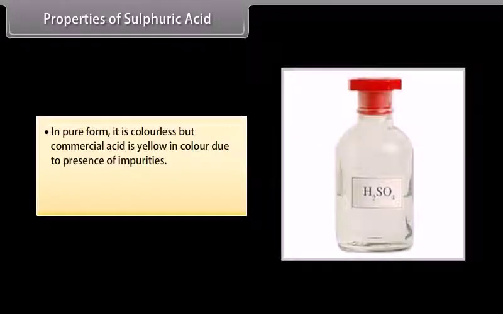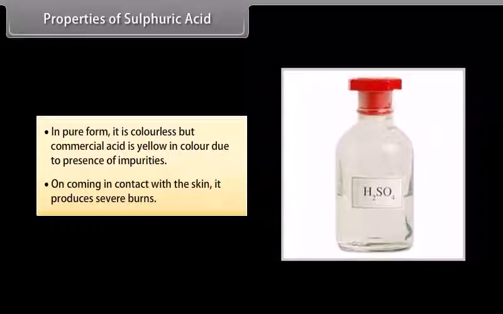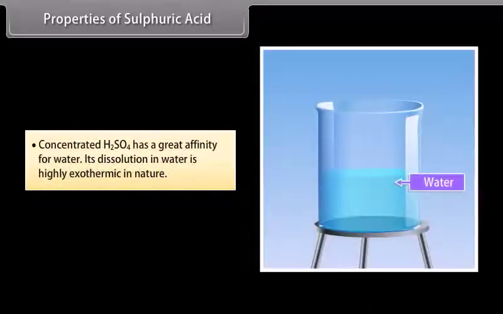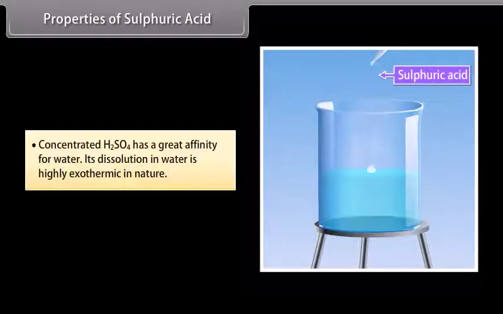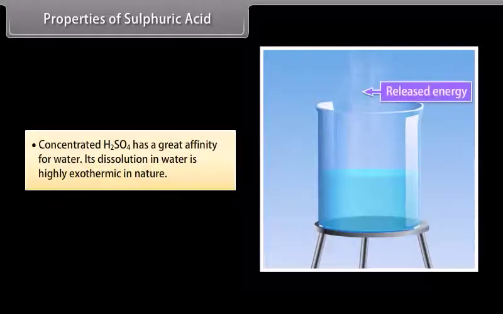Properties of sulfuric acid. In pure form, it is colorless, but commercial acid is yellow in color due to the presence of impurities. On coming in contact with the skin, it produces severe burns. Concentrated H2SO4 has a great affinity for water. Its dissolution in water is highly exothermic in nature.